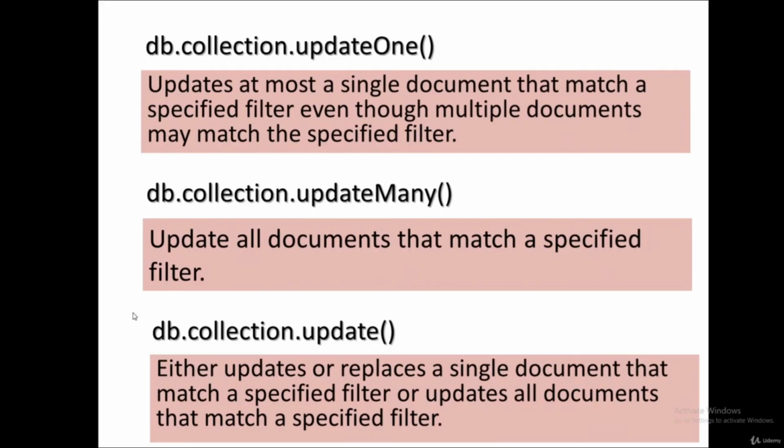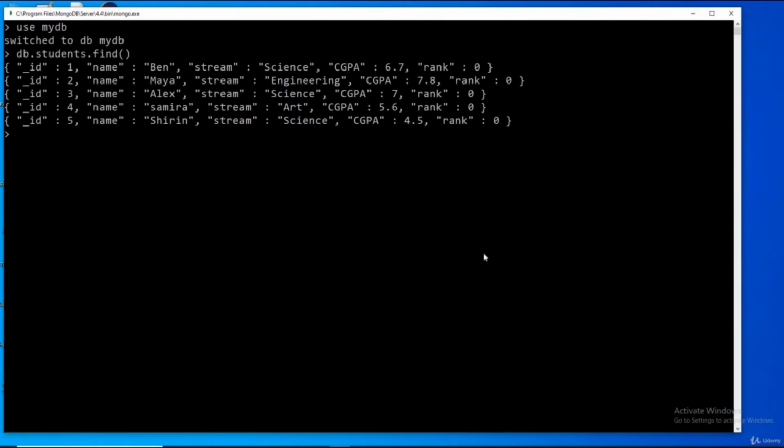Switch to the command prompt. Switch to the MyDB database. Consider that the students collection has 5 documents including the fields _id, name, stream, CGPA and rank. Let's update the CGPA and rank of the student who belongs to the science stream. So type the query db.students.updateOne, in brackets. Here you have to specify the filter or selection criteria. Our selection criteria is stream equals science. So specify it as a key value pair, stream: science.